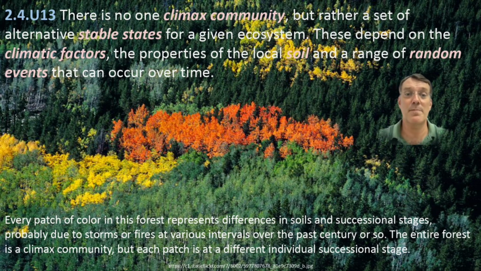This forest shows patches of different colors representing different communities within what's considered a climax ecosystem. These variations arise from differences in soil conditions, in microclimate, and past disturbance events like storms that may hit one part of the ecosystem and leave other parts of the ecosystem alone.